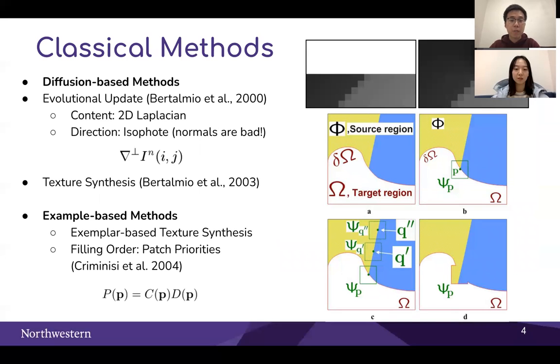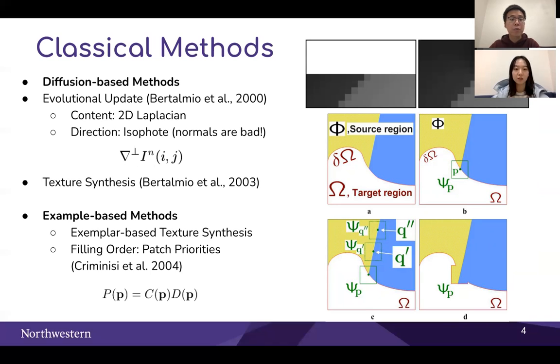The very first attempt is the diffusion-based method using evolutional update. During each update, we try to shrink the target region to be filled through computing content and the direction. The direction is a tricky part. It can be the normal of the boundary, which is really intuitive, but this does not work well since the region to be filled can be arbitrary. You can see the images on the top right. If we fill in the white area based on the boundary normal, the result will be unexpected.